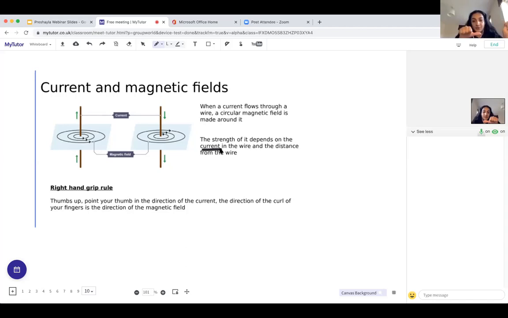You can still do it with left and you can still do it with right. Okay? So sometimes you will be asked to draw the magnetic field lines, and that's the rule that makes it really easy.